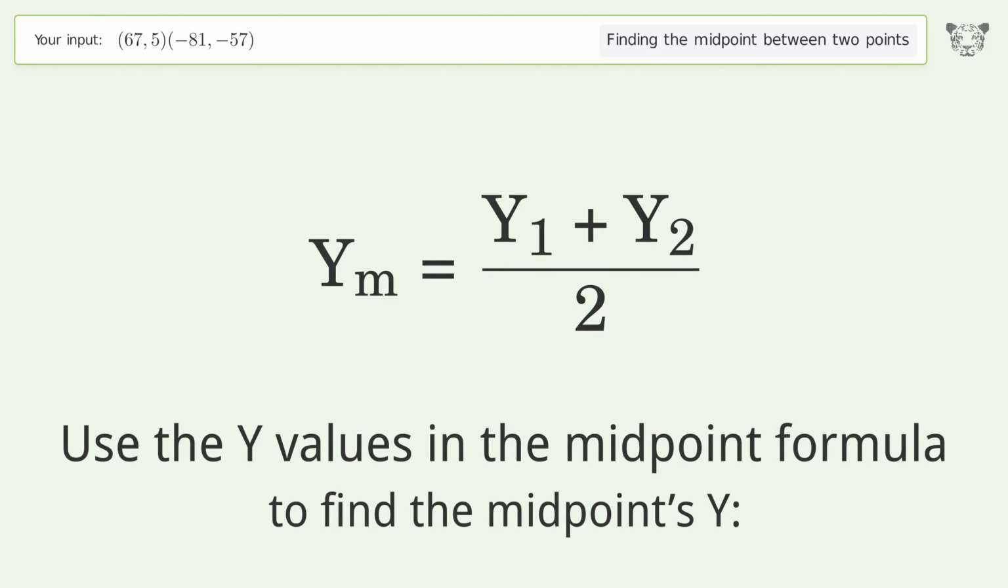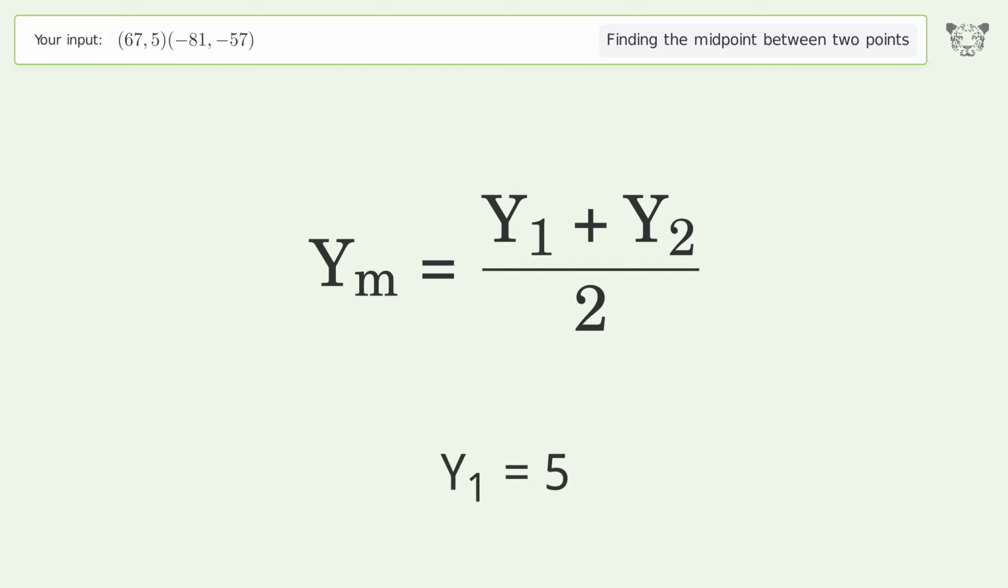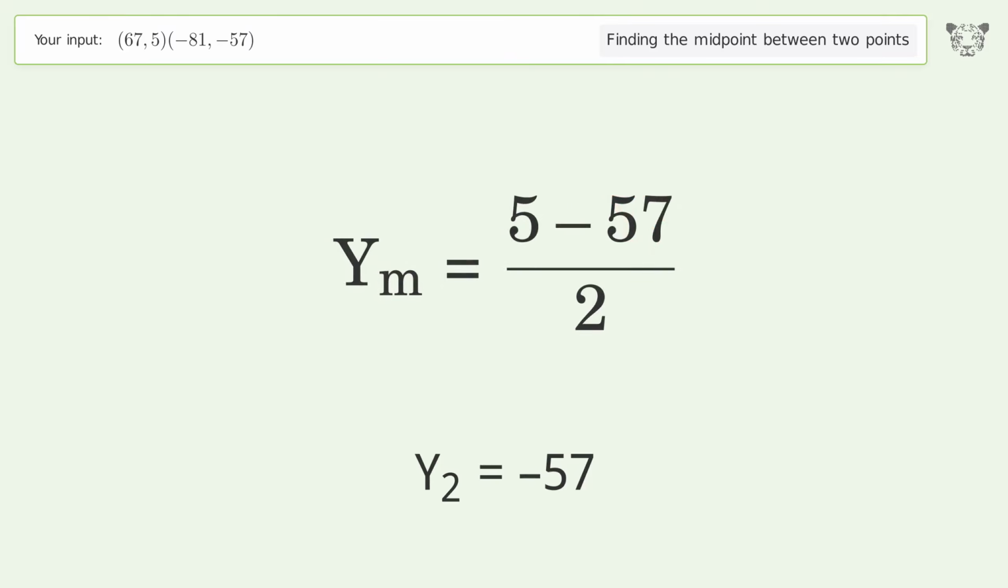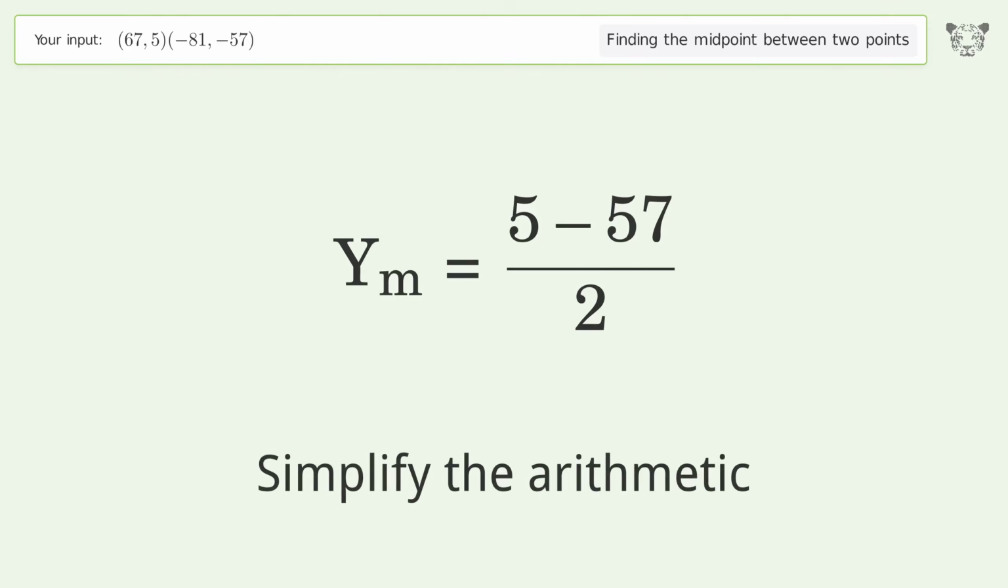Use the y values in the midpoint formula to find the midpoint's y. y1 equals 5. y2 equals -57. Simplify the arithmetic.